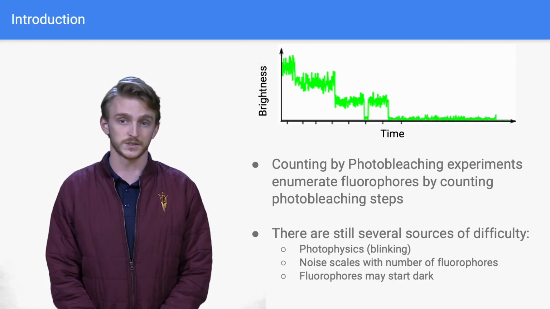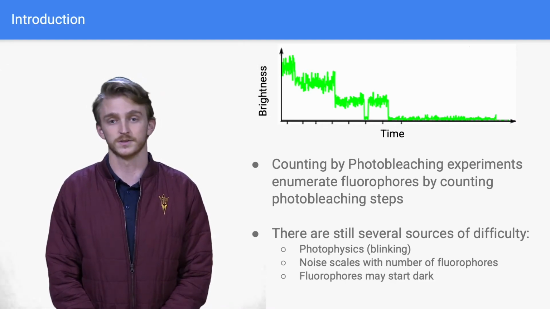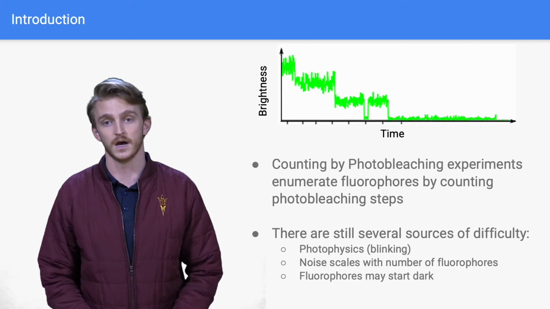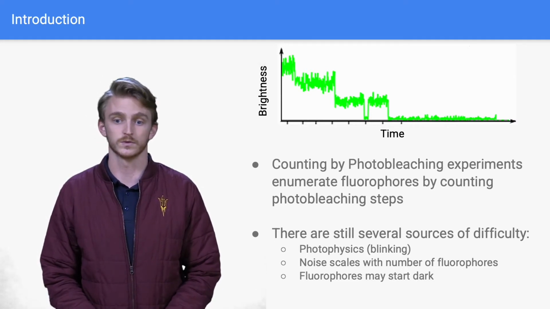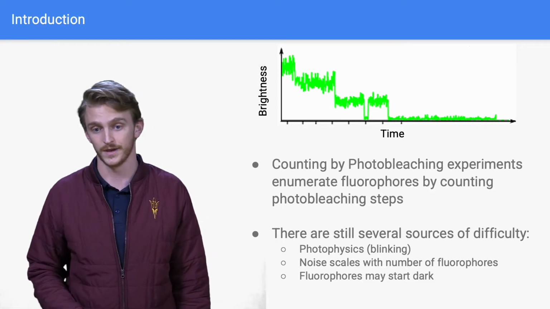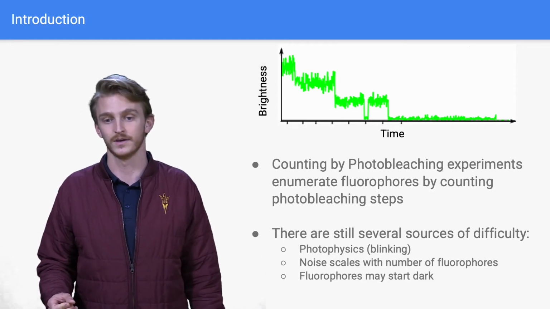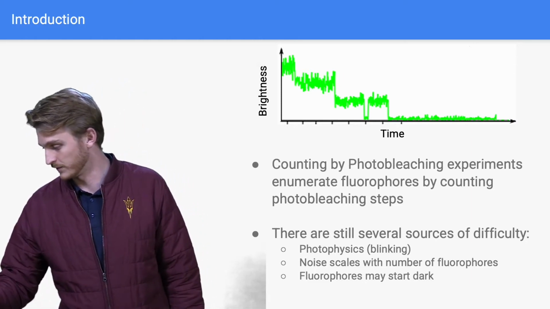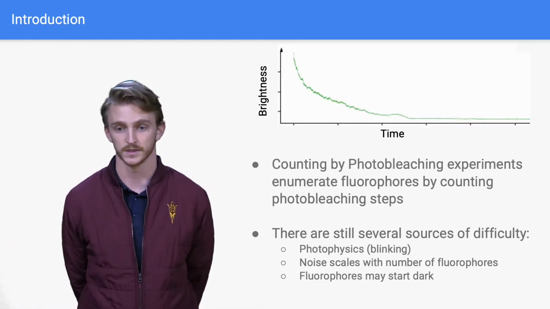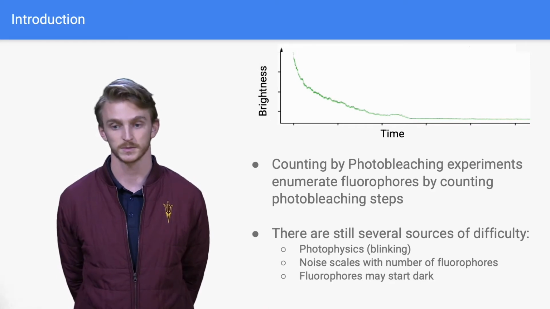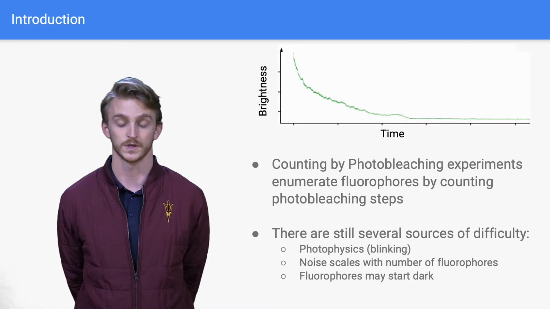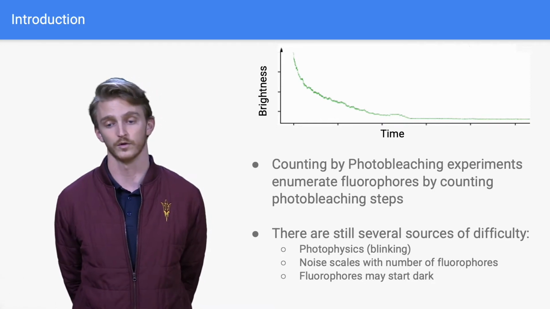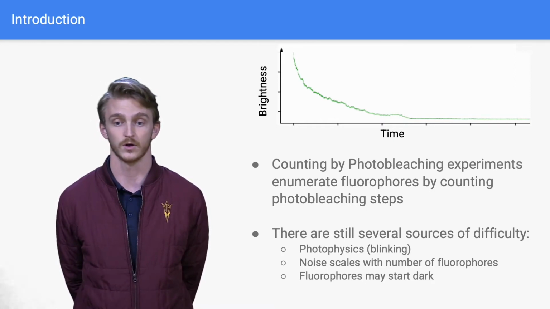Lastly, fluorophores might start dark, so the initial brightness you see at the beginning of the trace does not indicate the number of fluorophores within the ROI. Now, this is a picture of a simplified photobleaching experiment, but when you have large numbers of fluorophores, you might see something like this, where now these steps are no longer visible by eye, and we need to use other methods to infer how many fluorophores are within this ROI.